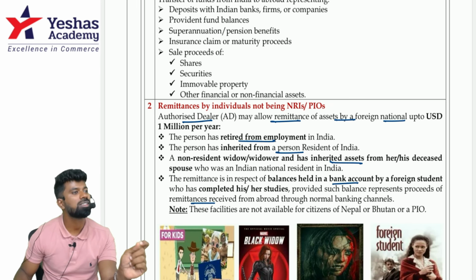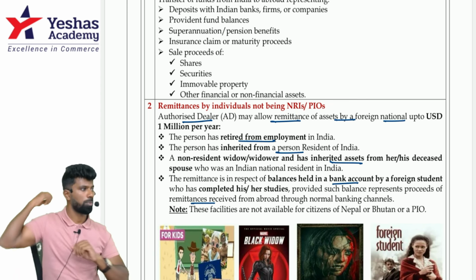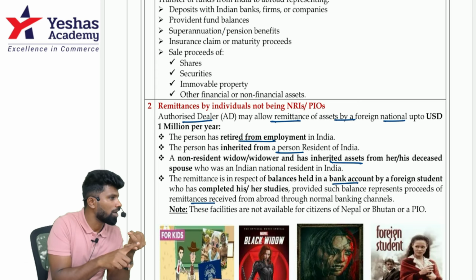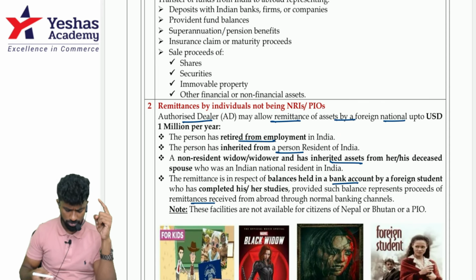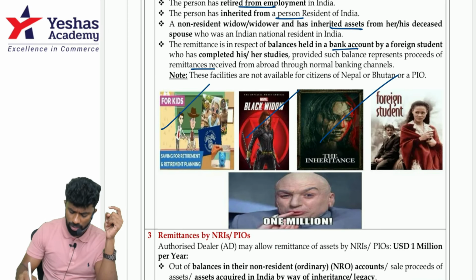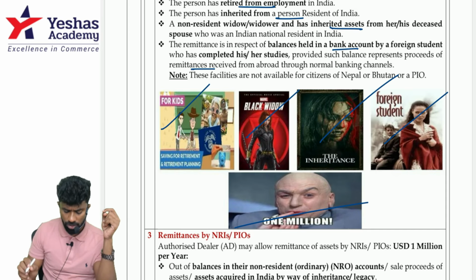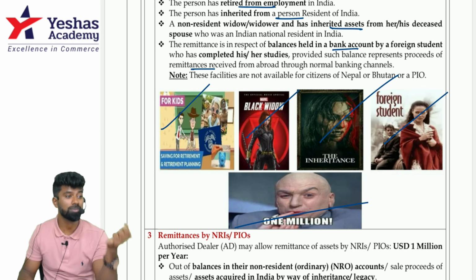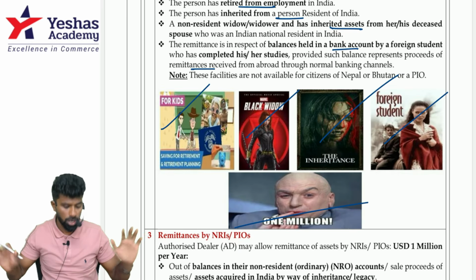With approval, without approval? These are the remittances of assets which are allowed by an authorized dealer without RBI's approval, for an individual. For whom? Individuals, NRIs and PIOs. What is the first one? Retirement. Second one, widow. Third one, inheritance. Fourth one, foreign student. How much? 1 million. Remember this. Per how many financial years? One financial year. Are we clear with this, everybody?